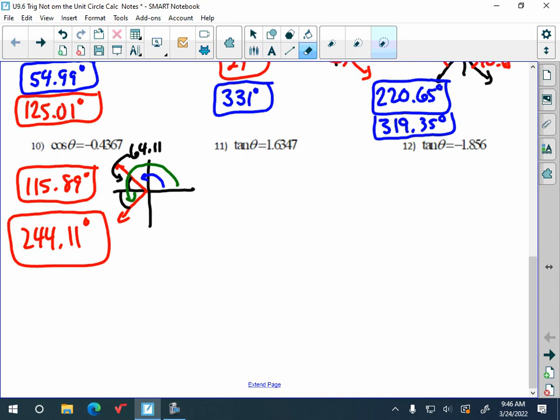All right, so see if you can do number 11. Tangent is positive. What two quadrants is tangent positive in? Okay, 1 and 3. They are 180 degrees apart from each other. They lie on a straight line. So that will help you with one of the angles.